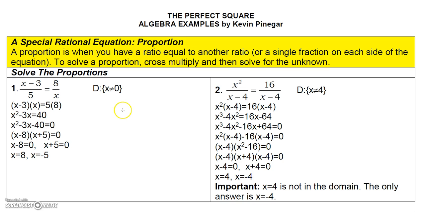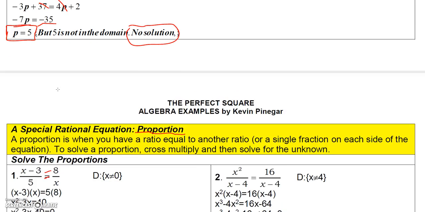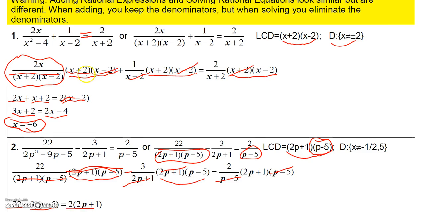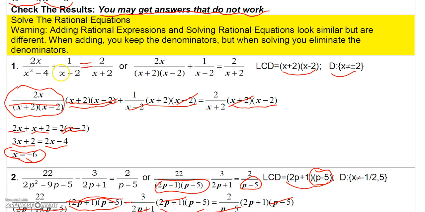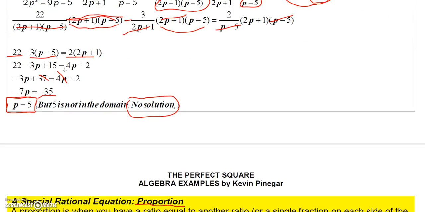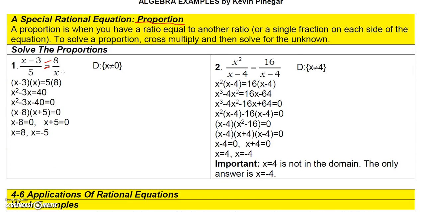Okay, I want to finish this section up on a special type of rational equation called a proportion. A proportion is where you have a single fraction on each side of the equal sign. So notice here I have an equal sign, and on the left I have a single fraction, and on the right I have a single fraction. I couldn't use the technique I'm going to use here on these problems because these problems have multiple fractions on one side or the other. So this only works, I'm going to cross multiply here, and the cross multiplication only works when you have a single fraction on each side of the equal sign.